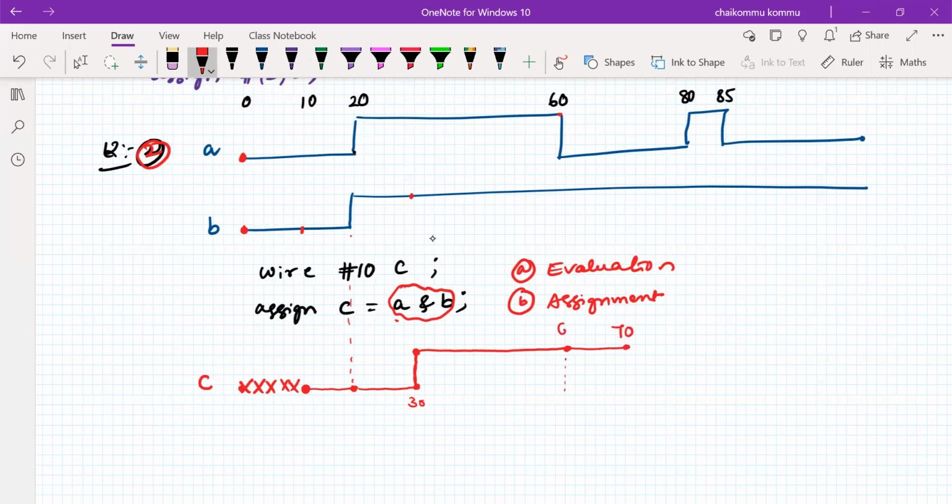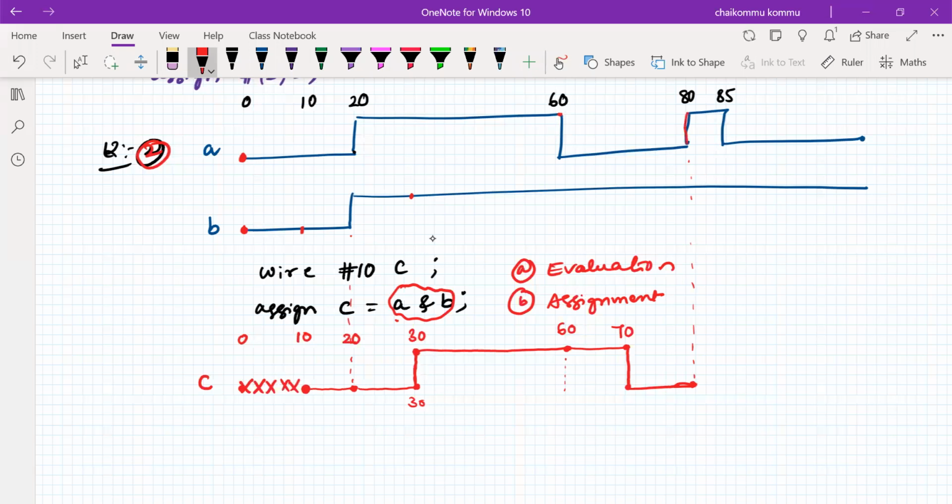It is at 60, it is at 30, it is at 20, it is at 10, it is at 0. Now what is the value? It goes to logic 0, something like this. Again it stays 0, 0, 0, but at 80 nanoseconds, exactly at 80 nanoseconds, it finds that there is a logic 1. Logic 1 and logic 1, what is happening here?